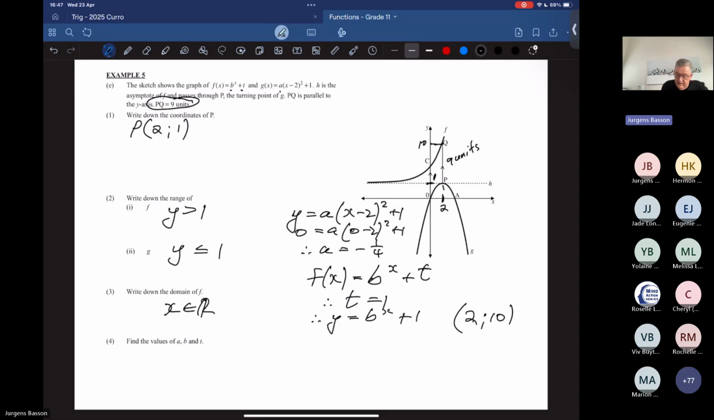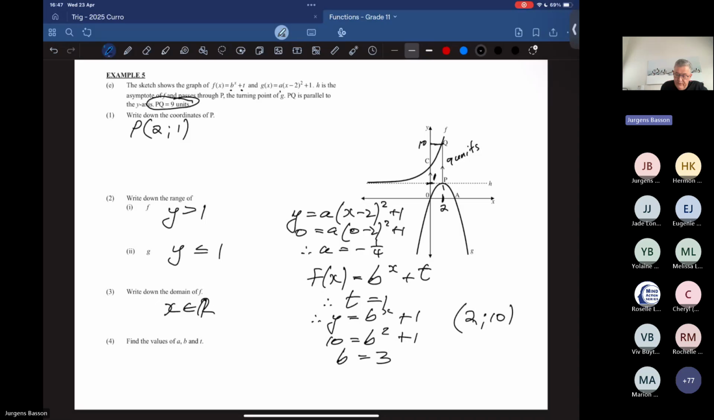And now we can solve for B. So we substitute 2 and 10. So we say 10 is equal to B squared plus 1. Take the 1 across, it is 9. You find the square root. So B is equal to 3. Not plus minus 3 because B is a base. B must be 3. So there we have all the variables.